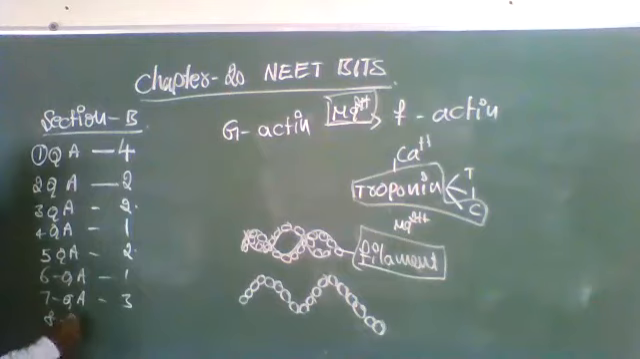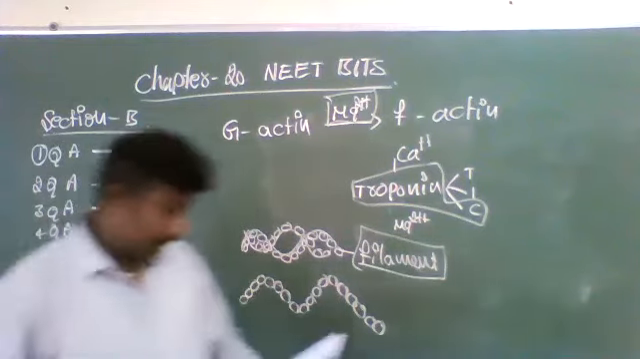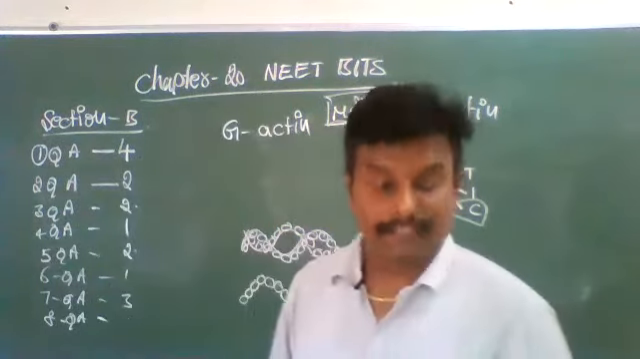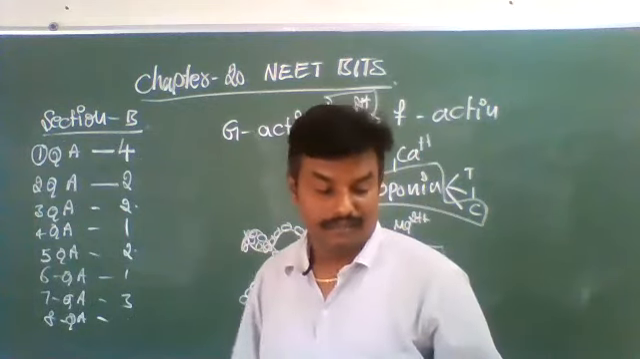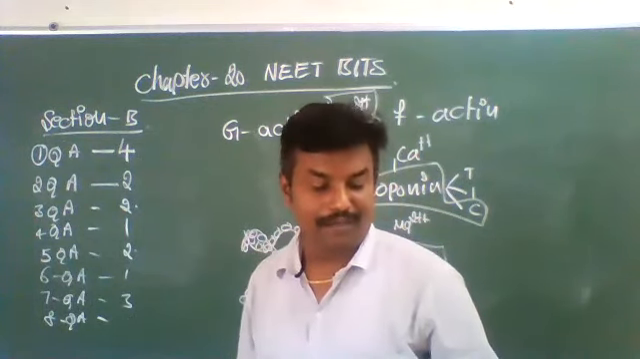Eighth question. Answer. Cori cycle involves. Already we discussed yesterday. Third option, liver and muscle both.